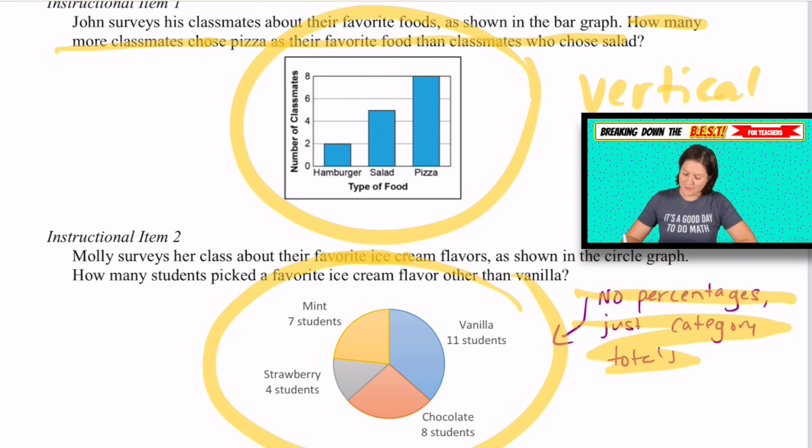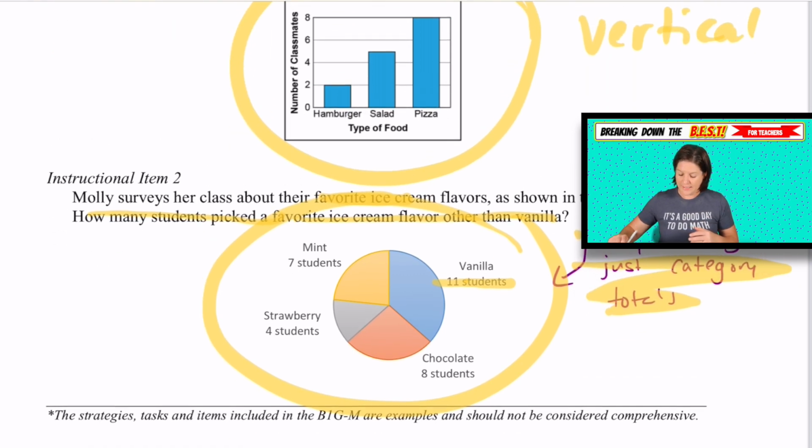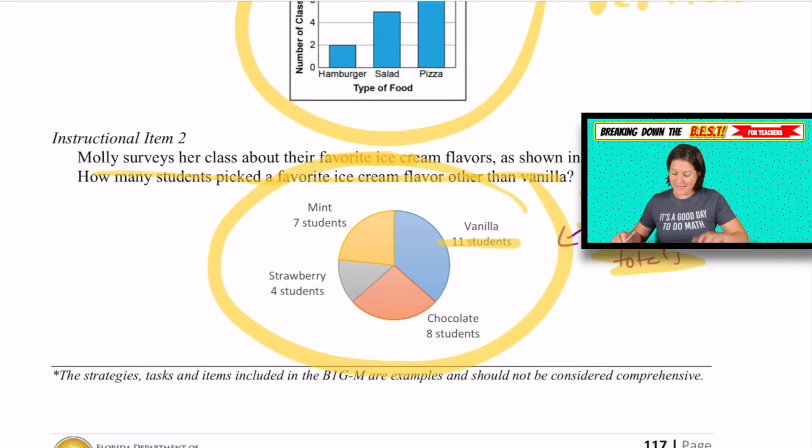We were just talking about ice cream. So instead of saying 40% of students like vanilla, because we're not worried about percentages in 3rd grade, we're actually given the total there. And how many students picked a favorite ice cream flavor other than vanilla? So that is not vanilla. Notice the wording can be a little bit confusing, so lots of practice is good for these. And I think that is it. That's the end of the page for 3rd grade.